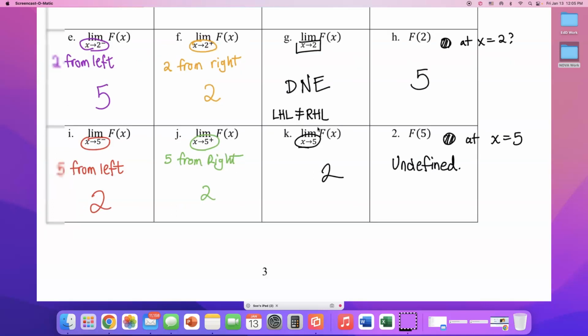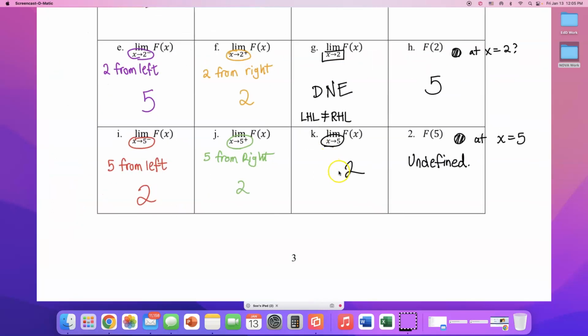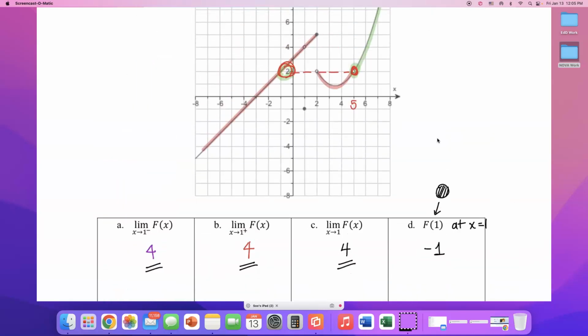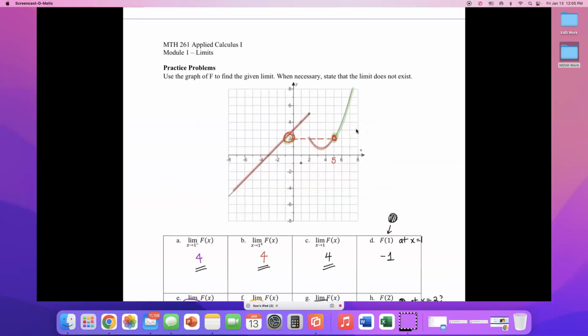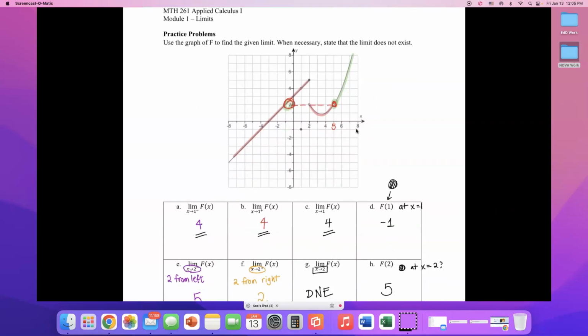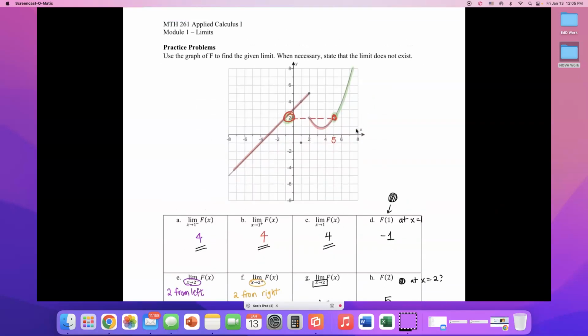Okay? So even though the limit exists at x equals 5, the function is not defined at x equals 5. So later on, when we talk about continuity, we're going to say this function is not continuous at x equals 5, okay? But that is one set of practice problems on reading limits graphically.